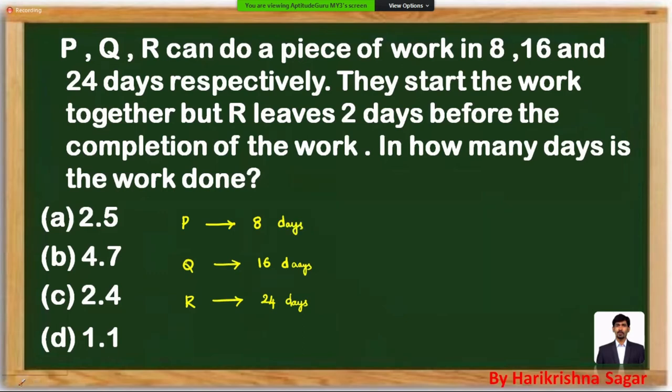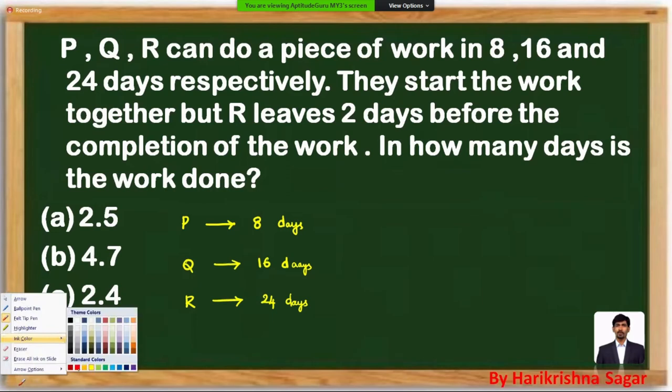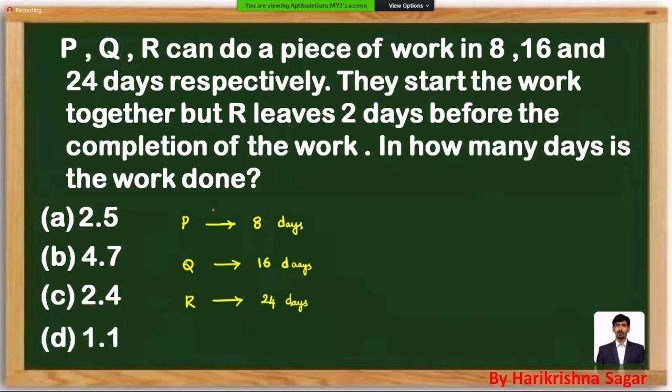We'll take the LCM of the available numbers, 8, 16, and 24. What is a better number which is going in all tables? If I take 48 units, it goes in the 8 table, 16 table and 24 table. So P can finish 48 units in 8 days, that means he can finish 6 units in 1 day. Q can finish 48 units in 16 days, that means he can finish 3 units in 1 day. R can finish 48 units in 24 days, that means he can finish 2 units in 1 day.